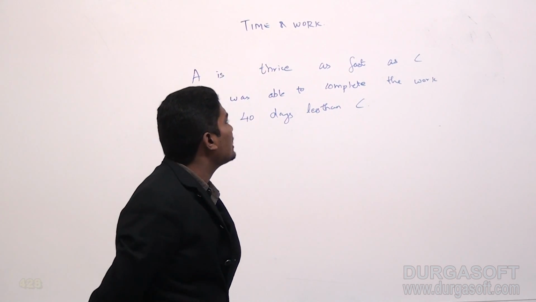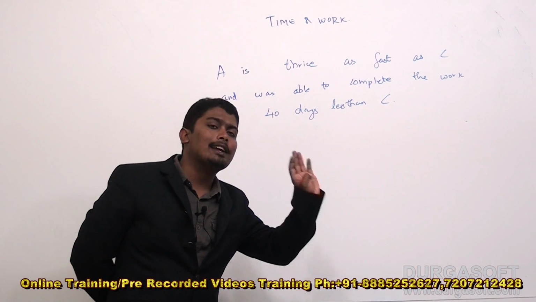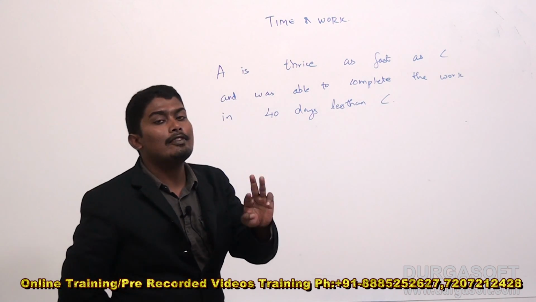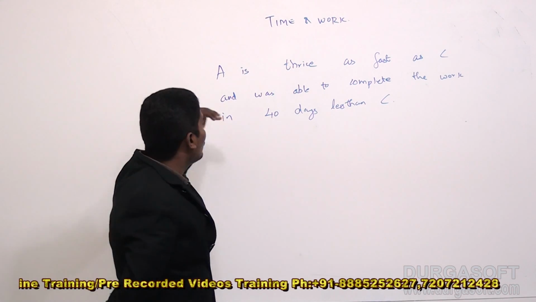A is 3 times as fast as C. That is, if C can eat 1 chocolate per day, A can eat 3 chocolates per day. Or in other words, if C can complete a work in 3 days, A will complete it in 1/3 the time, which is 1 day.